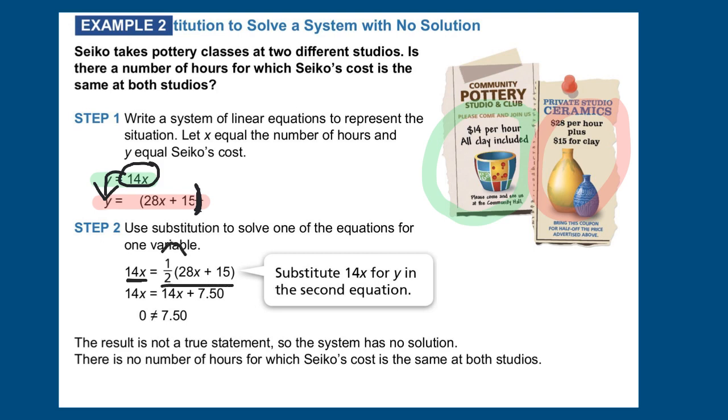I'm going to take half of 28x and get 14x. I'm going to take half of 15 and make 7.5. There's not going to ever be a time that this is going to work out. 14x on one side, 14x plus 7.5 on the other. It doesn't matter what your variables are going to be. This one is never going to work out. It has no solution.